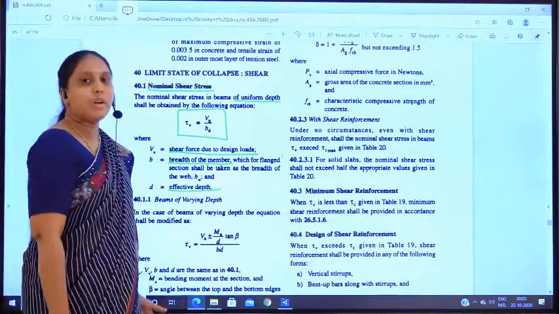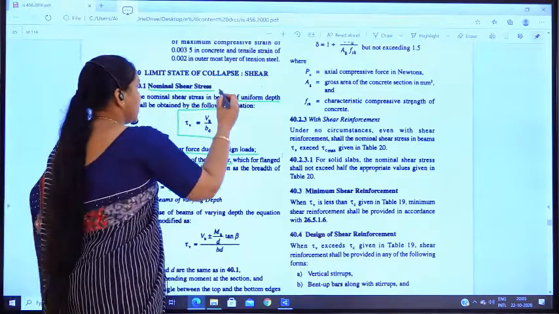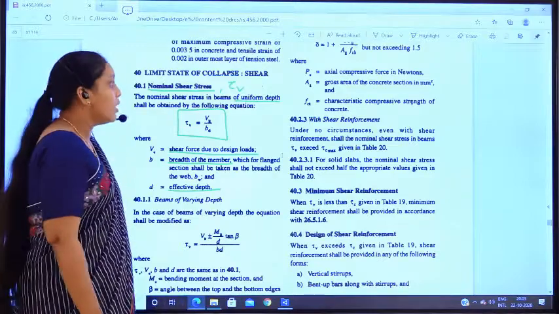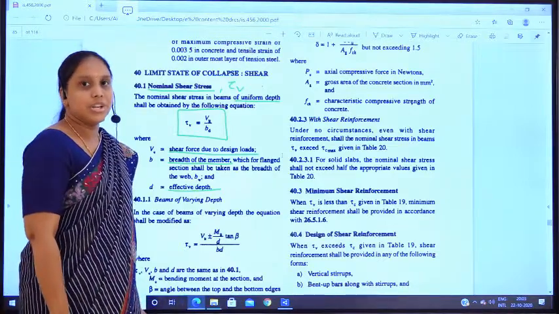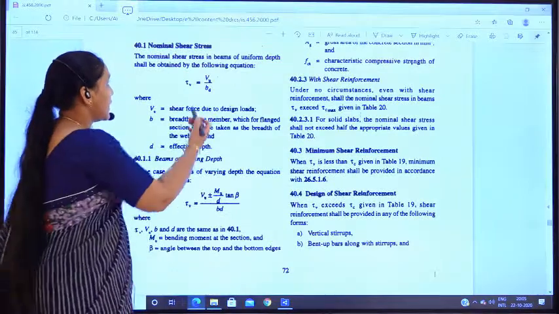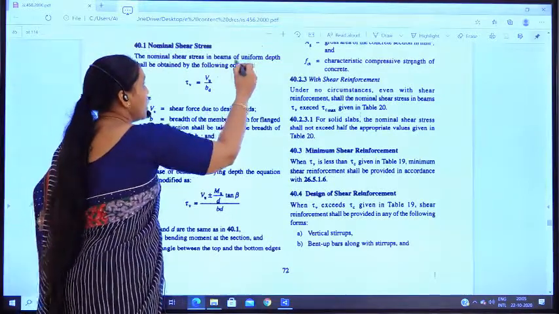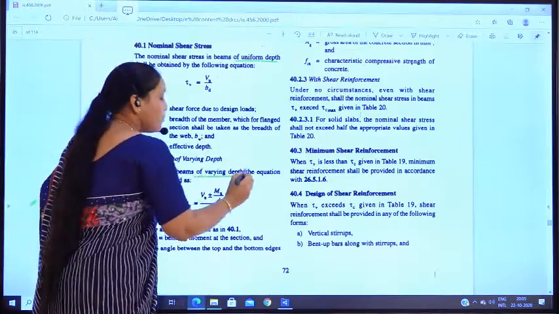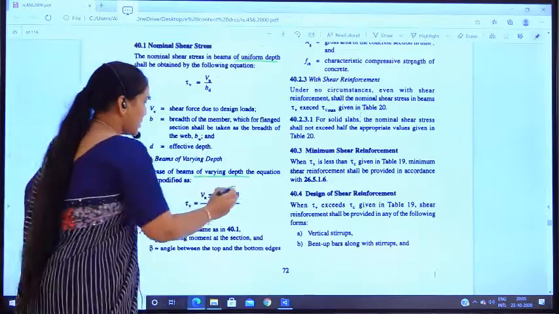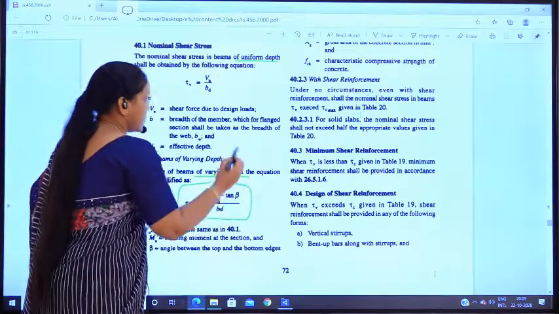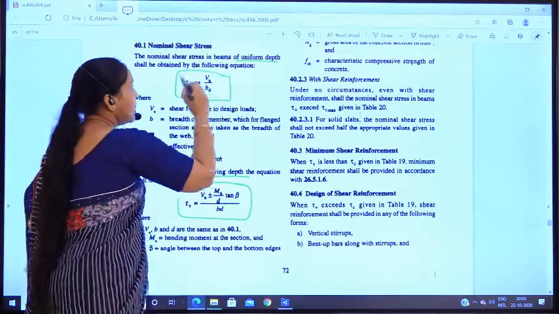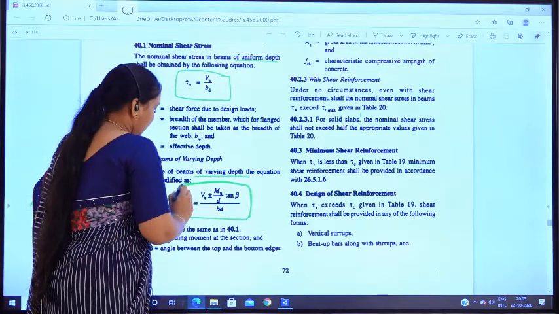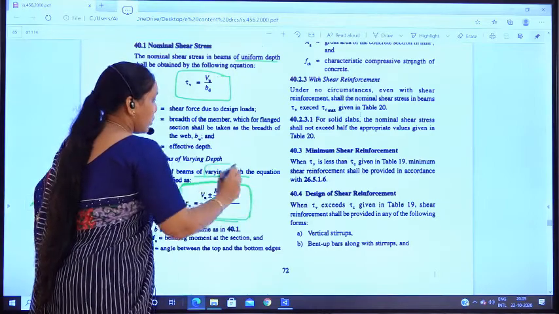So the second step is to calculate the nominal shear stress tau v. This formula is used for beams of uniform depth. If the beam is of varying depth, then for calculating the nominal shear stress we have to use a different equation. This one is for beams of uniform depth, and the other is for beams of varying depth.